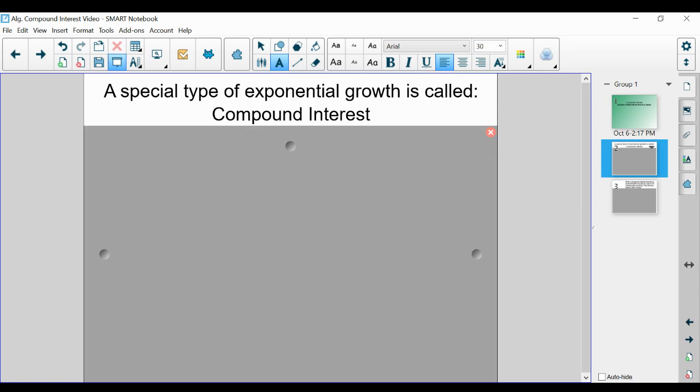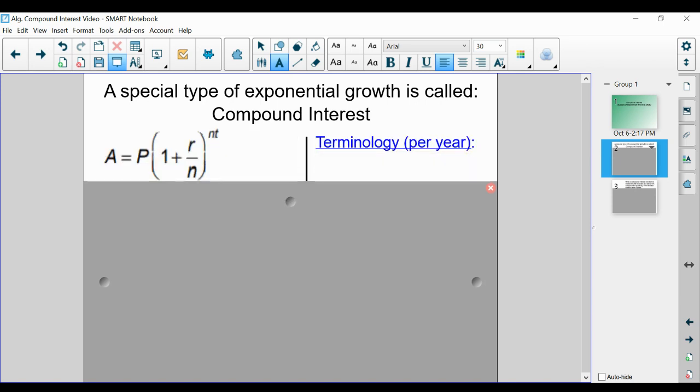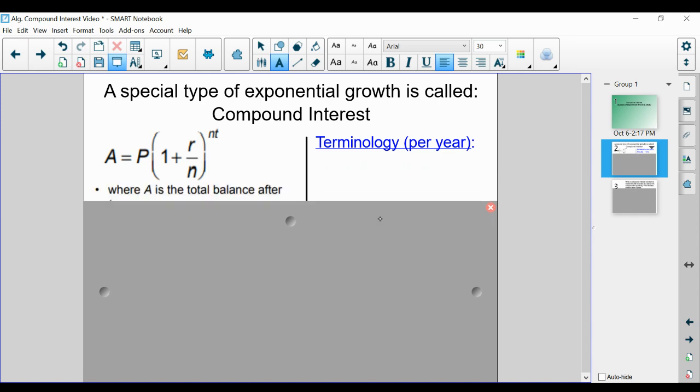Let's begin. A special type of exponential growth is called compound interest, and it's of the formula A equals P times (1 plus r divided by n) raised to the n times t power. It looks a little bit complicated, but we're going to break it down. Let's talk about what each aspect means.